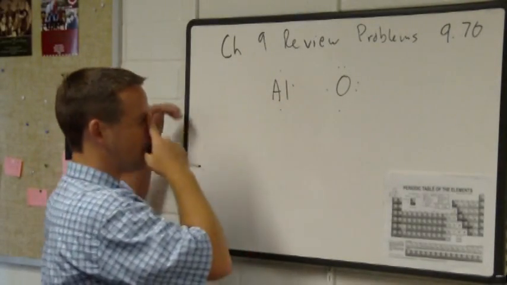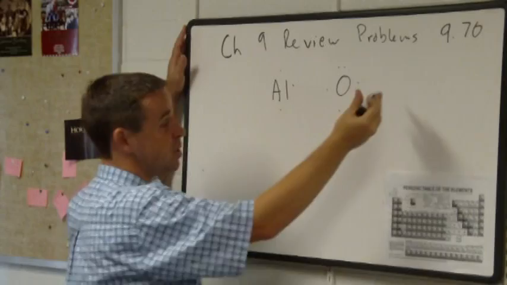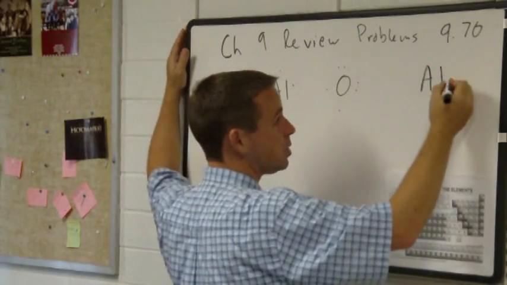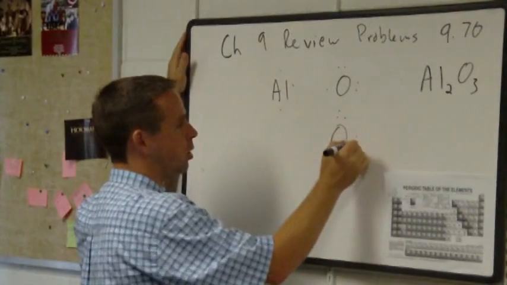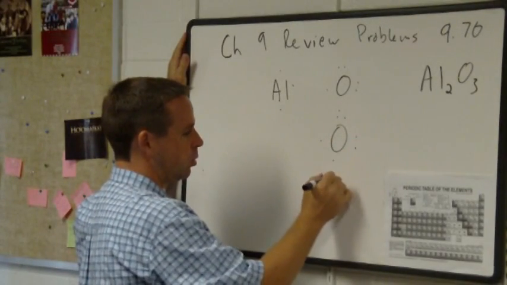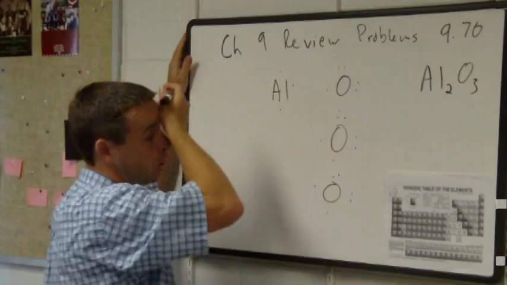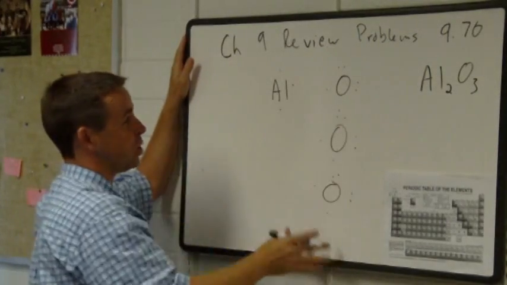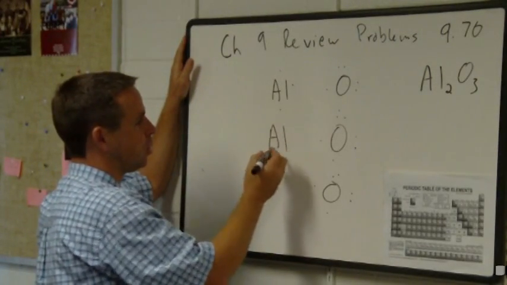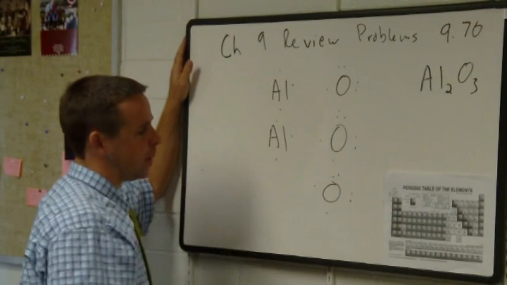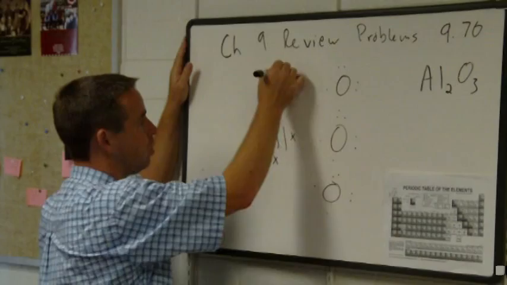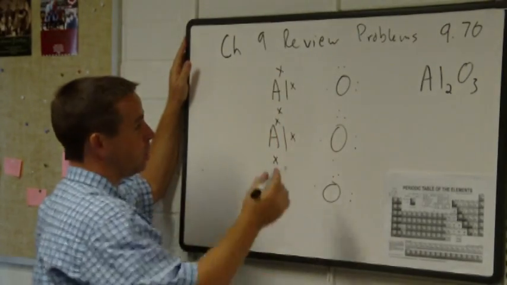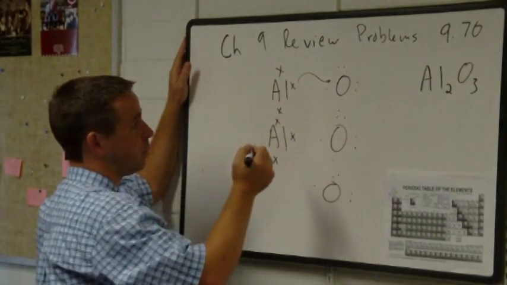So if aluminum is going to combine with oxygen, it's easy to keep in mind that we already know this is going to be Al2O3. So then we can draw our 3 oxygens and our 2 aluminums. 1, 2, 3, and I'll make these X's here so we can see where they go. And I saw in the back of the book they're drawing arrows, so that can help us, right?